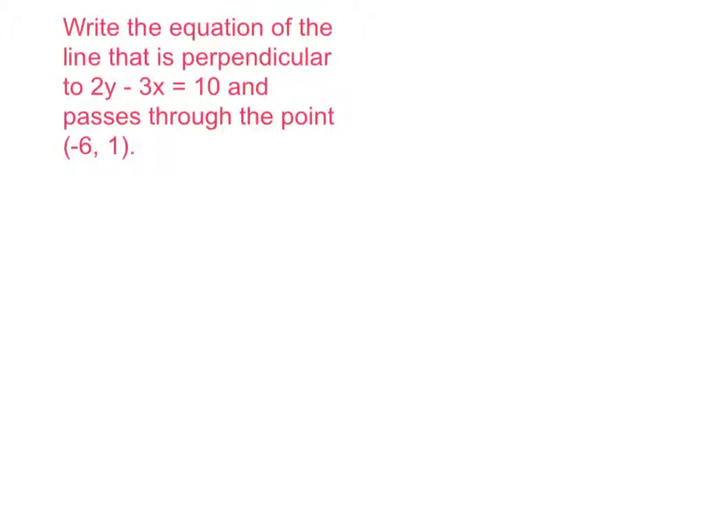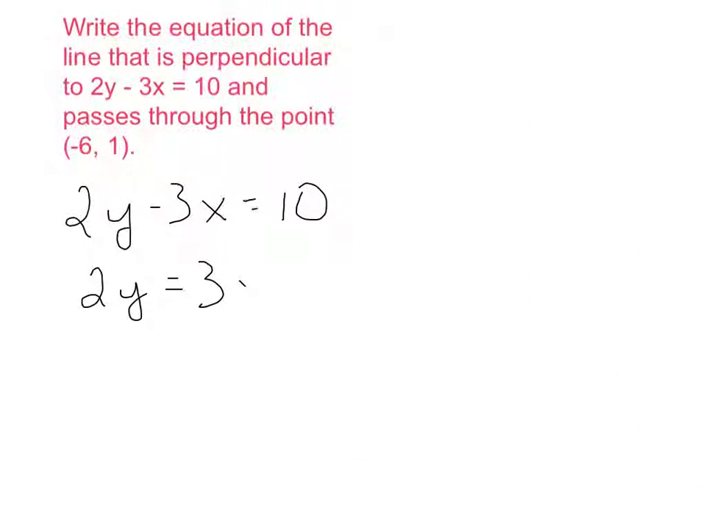Now I'm going to write the equation of a line that is perpendicular to 2y minus 3x equals 10, and passes through the point negative 6, 1. Now, I don't know the slope of that given line yet, because it's not in slope-intercept form. So I've got to take that given line and isolate my y. I'm going to move 3x over to the other side, and my last step is to divide by 2. So I'm going to get y equals 3 over 2x plus 5.